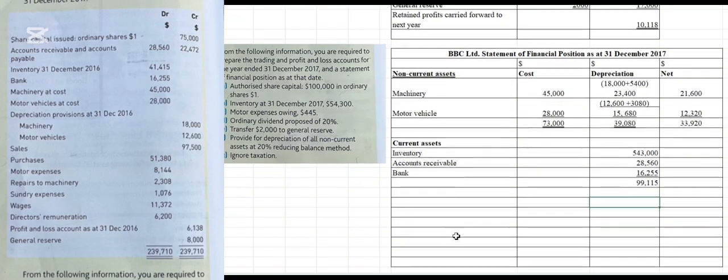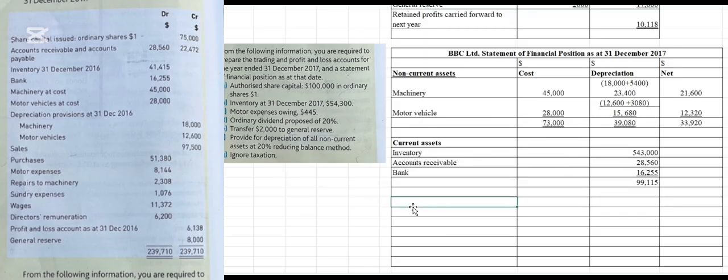All right, so now we're going to go to our current liabilities. Accounts payable, 22,472.